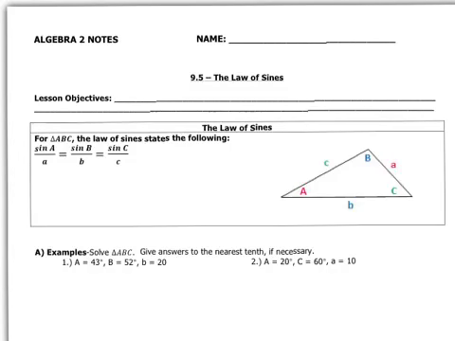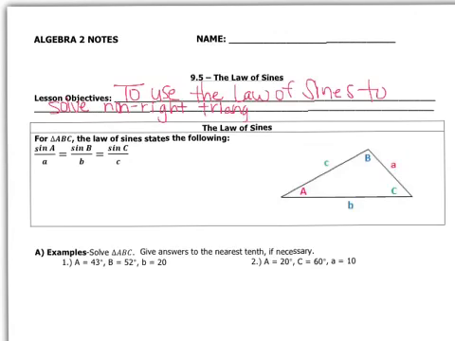Pretty straightforward. We are going to use the law of sines to solve non-right triangles. We already know how to solve right triangles. That's what we did day 1 of this unit. So now we're looking at solving non-right triangles. Remember, Pythagorean theorem is off the table. Okay, off the table.